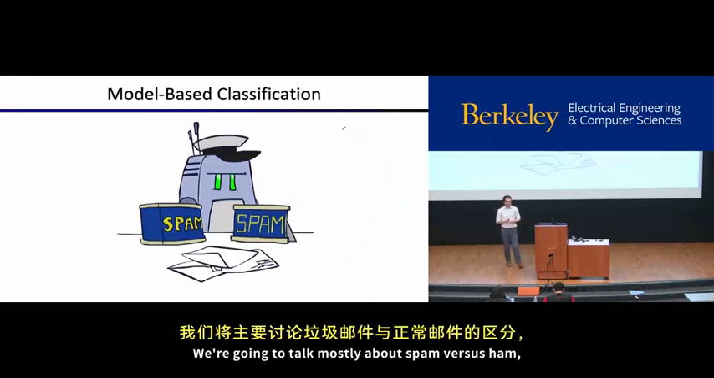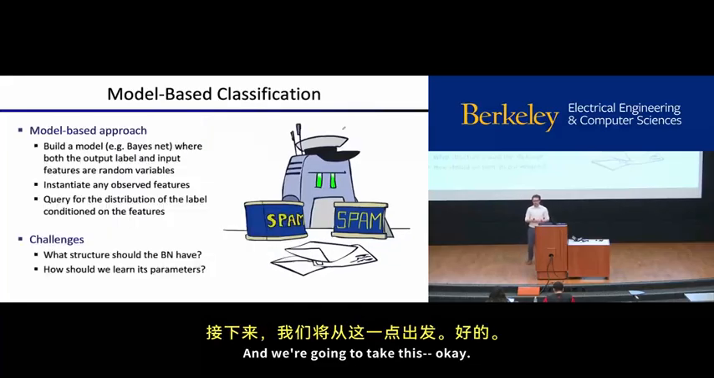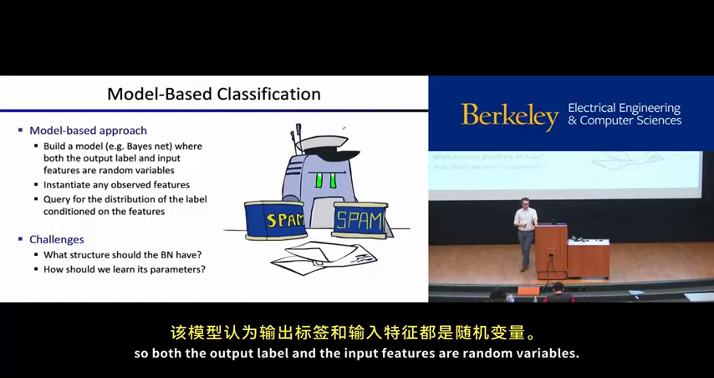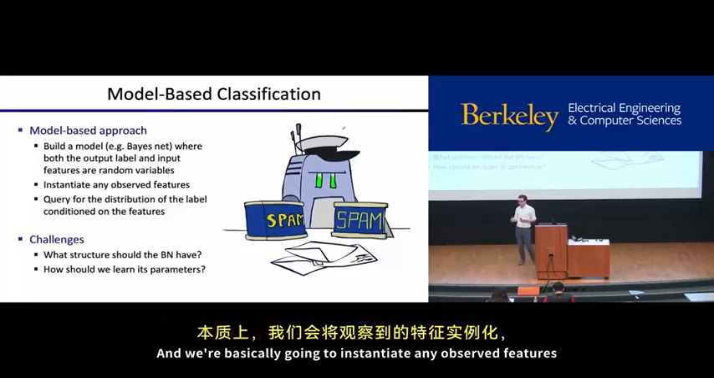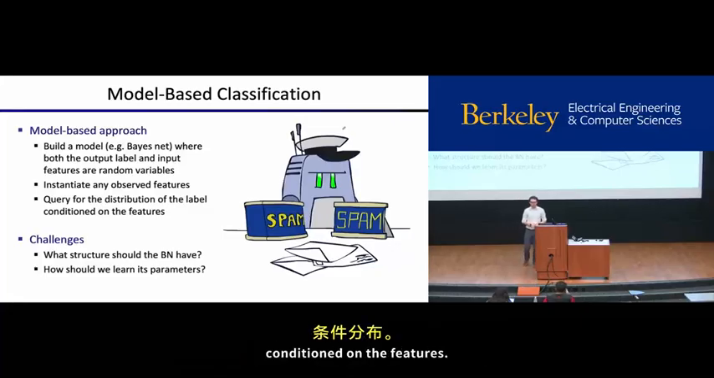We're going to talk mostly about spam versus ham because that's a very well-defined problem. So what's the model-based approach? We're going to build a model in which both the output label and the input features are random variables. We're basically going to instantiate any observed features, and then query for the distribution of the label conditioned on the features.